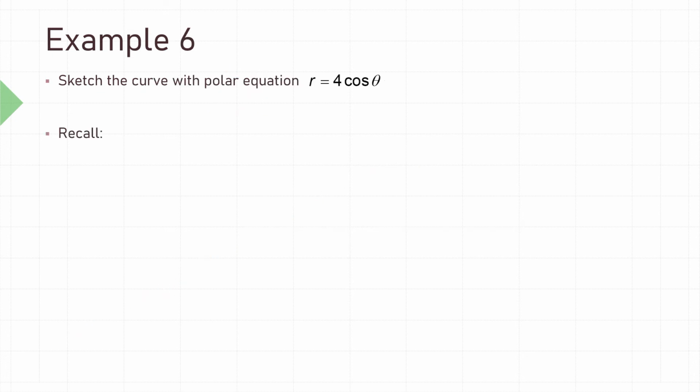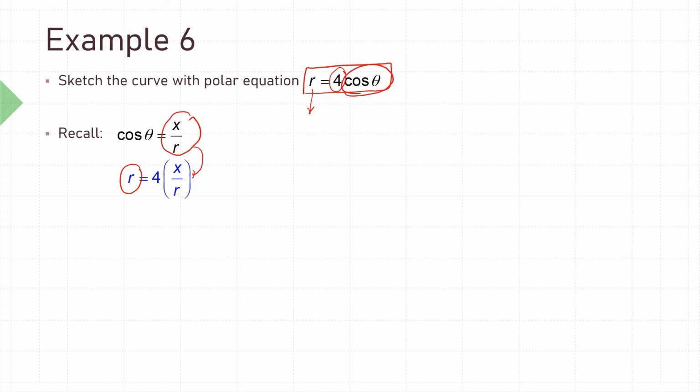Right, now we try to sketch the curve with polar equation r equal to 4 cos theta. This is quite different from the other examples. Firstly, we need to recall that cos theta is given by x over r. So we substitute cos theta with x over r, and we need to simplify this. We get r squared equal to 4x.